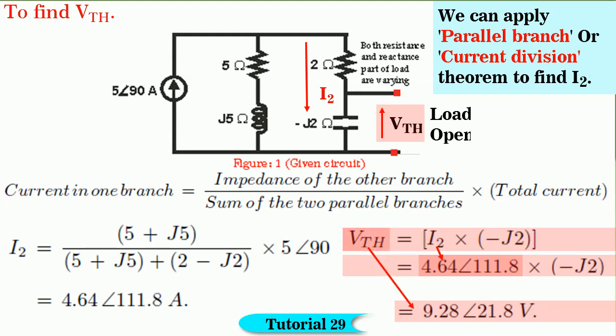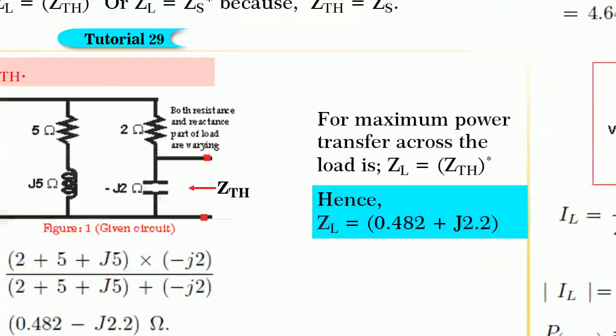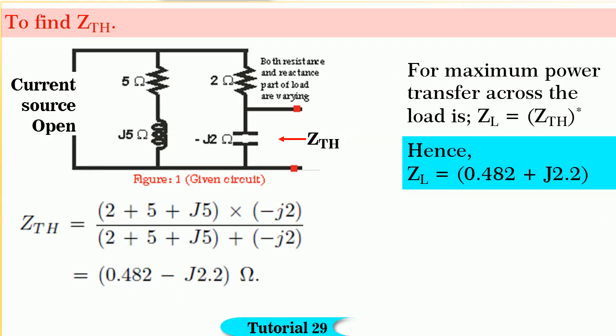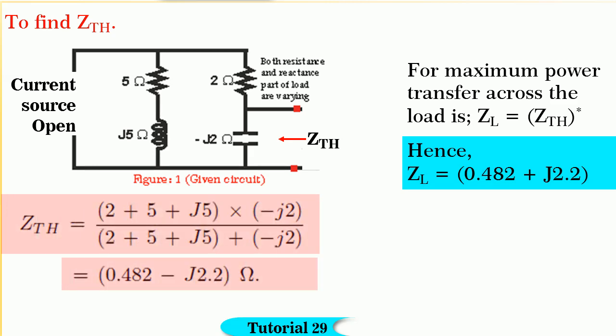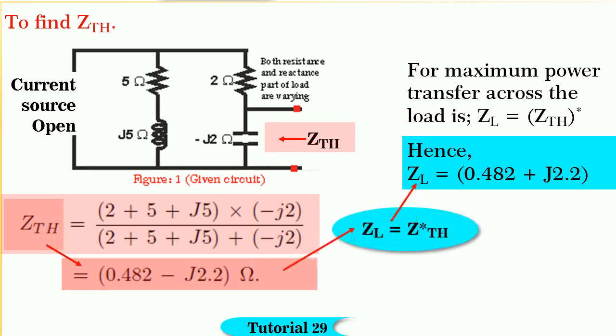9.28 angle 21.8 volts. Now, to find ZThevenin, the current source is forced to 0 by open circuiting it as shown in figure. Now, you observe that there are two parallel paths, one of 2 plus 5 plus J5 and the other of minus J2. So, by calculating the equivalent impedance, we get ZThevenin is equal to 0.482 minus J 2.2 ohm.